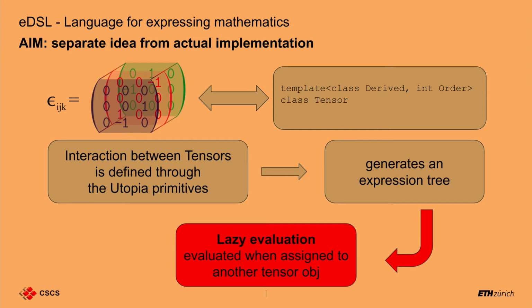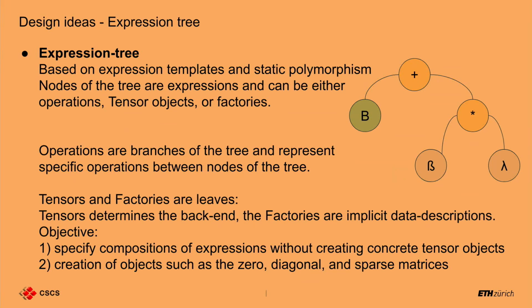Then we have the expression tree. The expression tree is based on expression templates. Everything is based on template metaprogramming, advanced C++ template metaprogramming, and static polymorphism. And in the expression tree, the nodes of the tree are the expressions, and can be either operators, tensors, or factories. The branches are the operations, and represent a specific operation of the nodes of the tree.